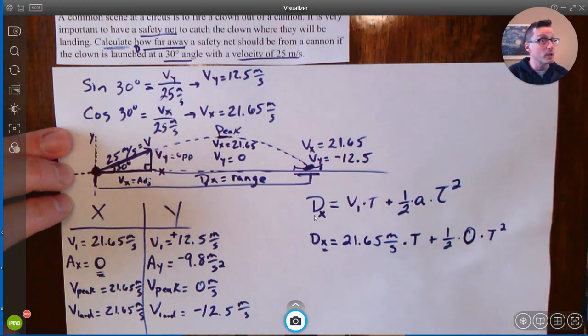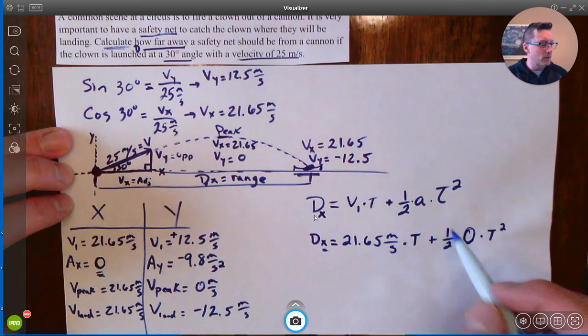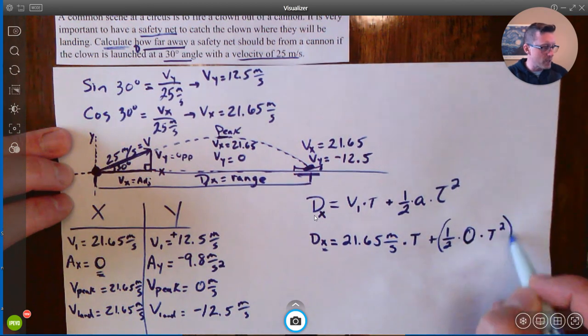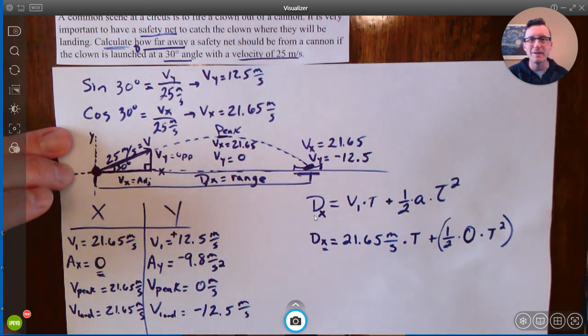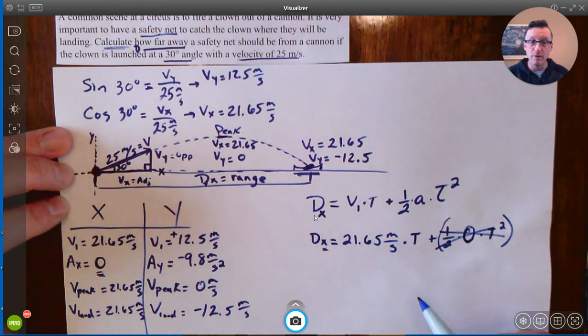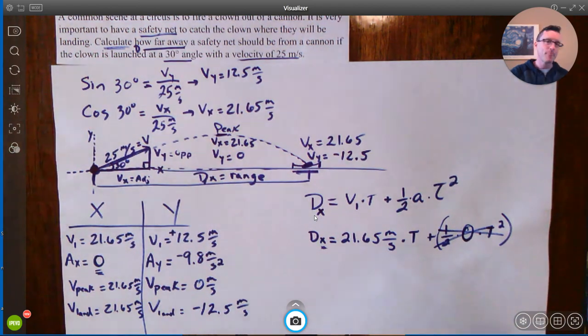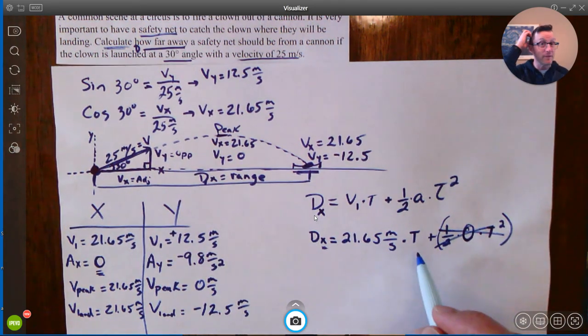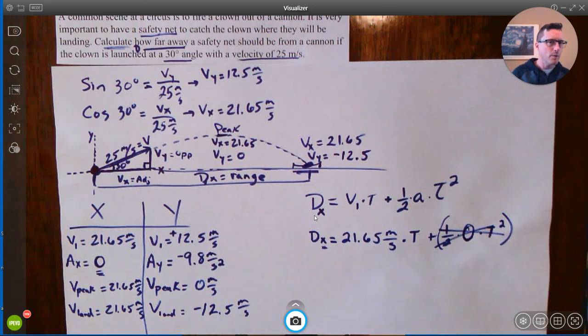Now this looks really complicated, but if you look at this carefully, this whole piece right here is going to cancel away because anything times zero is going to give you zero. So that really simplifies it. The problem we have is we still don't have a T. So how do I find T? Well, general rule of thumb, if you're trying to use X numbers to solve for your problem, a lot of times you have to use the other numbers to find your time.